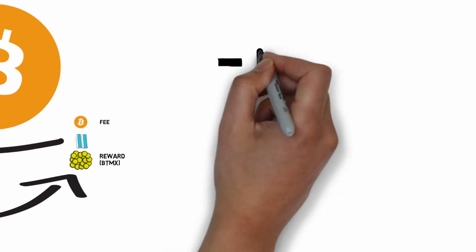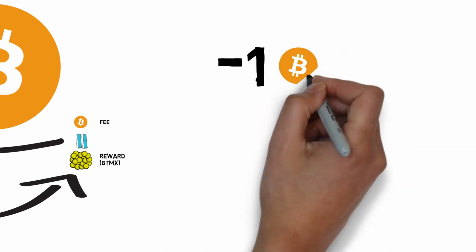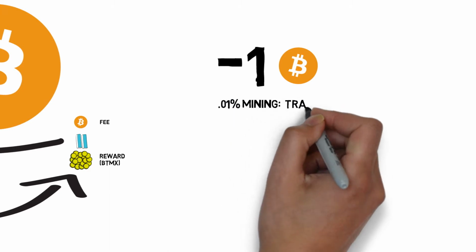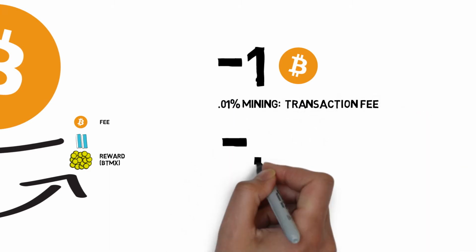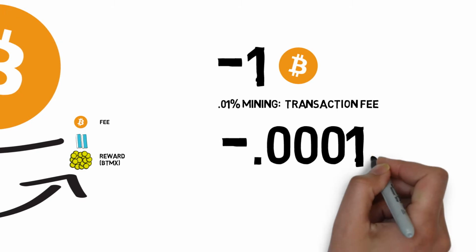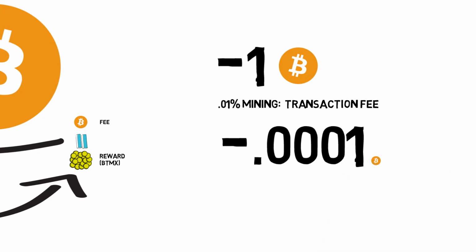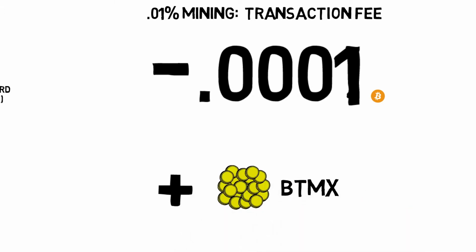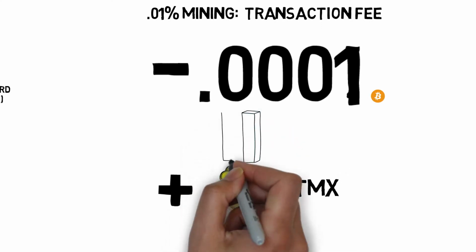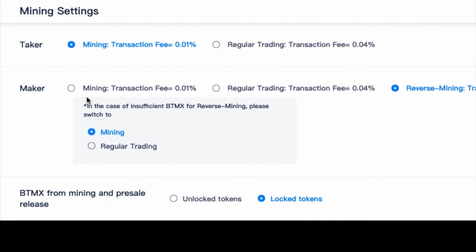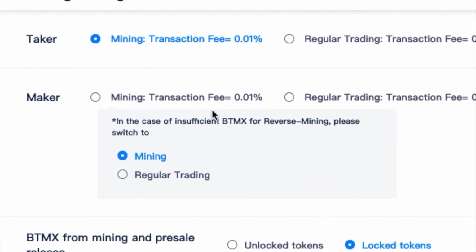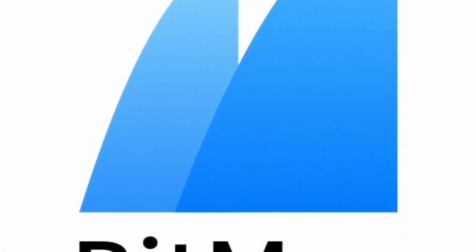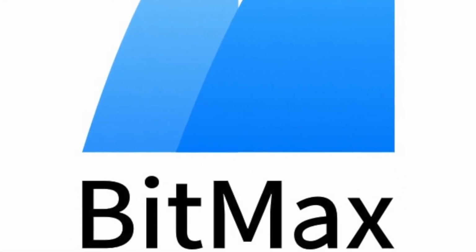Let's do the math. Let's say you bought something with 1 BTC. So your account is down 1 Bitcoin. There's the mining transaction fee, so you're going to be down another 0.0001 Bitcoin, but you're going to be up some BTMX tokens, which are equivalent to a value of 0.0001 Bitcoins. So in essence, at that split second, you really didn't pay a fee. In terms of the fee, what really happened was you gave the exchange a very small amount of BTC and received back a very small equivalent amount of BTMX.